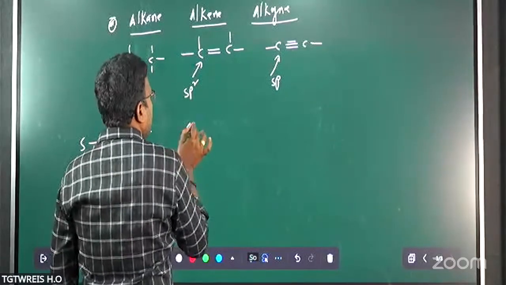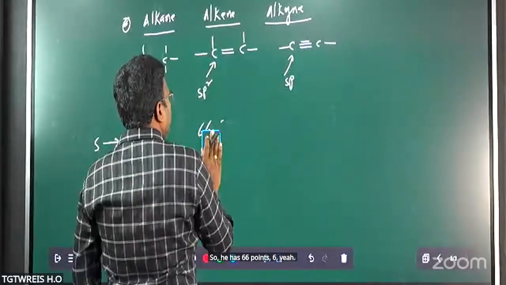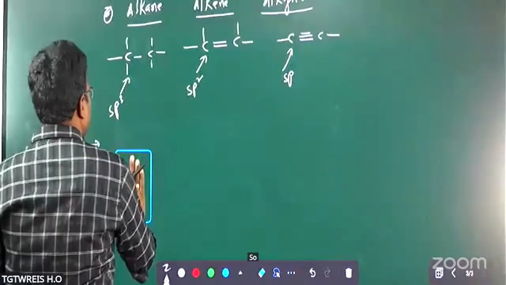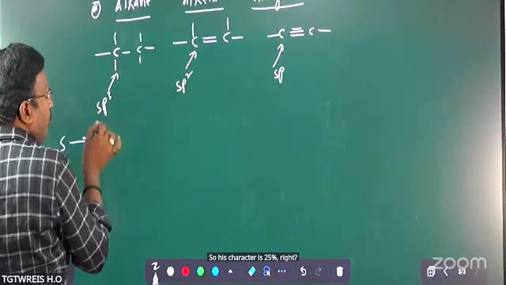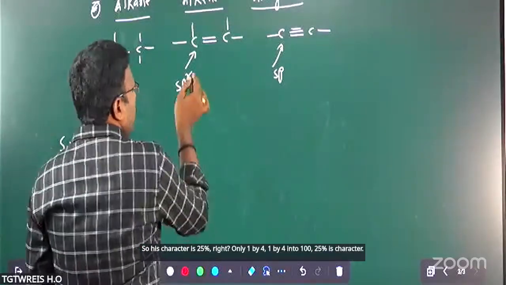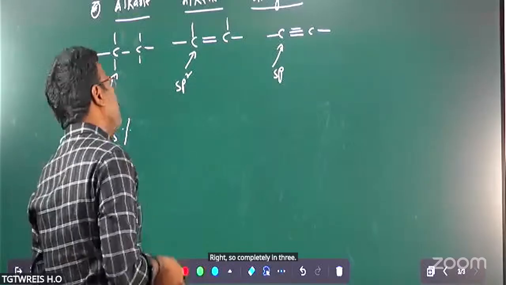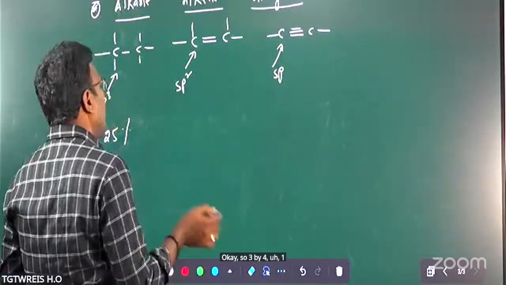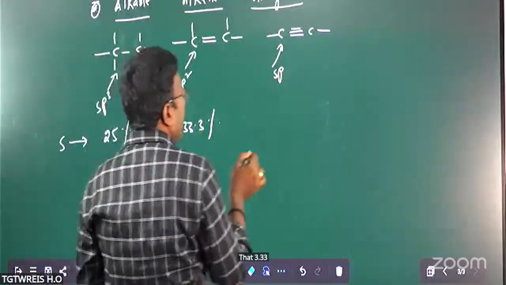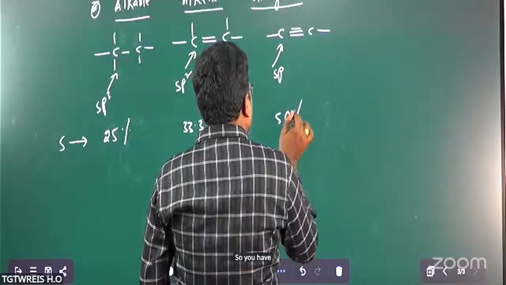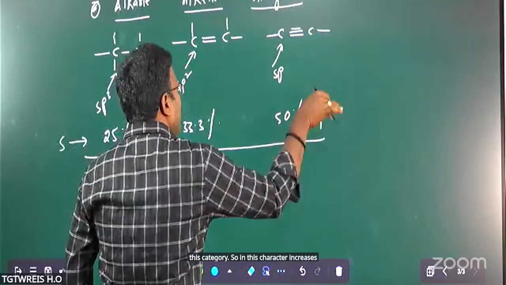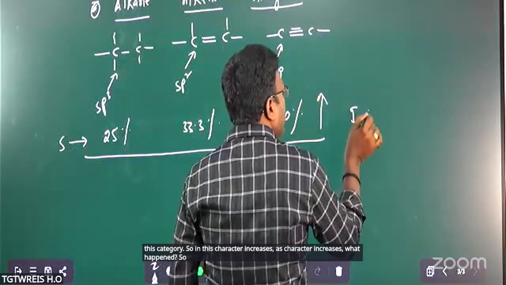So here 66.6, yeah. Okay, yes. So s character is 25%, right? Only 1/4 into 100, 25% is s character, right? So completely in 3. Okay, so 3/4, 1/3, 33.33% of s character. So here 50% s character. So when the s character increases, what happened? So ionization potential will increase.